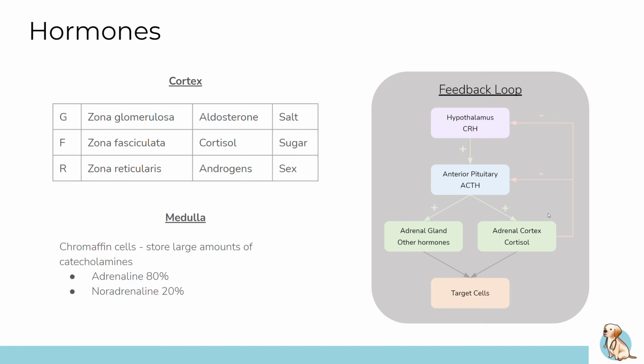What's important is cortisol is the one hormone that does the feedback loop. So the hypothalamus and the anterior pituitary are sensitive to the levels of cortisol. When you have high amounts of cortisol in your blood, the hypothalamus and the anterior pituitary will decrease the secretion of CRH and ACTH. The other adrenal hormones don't make a difference. It's just cortisol that does the feedback loop.